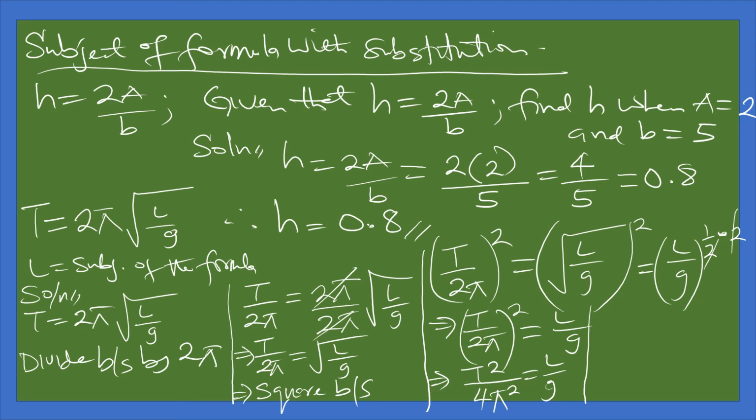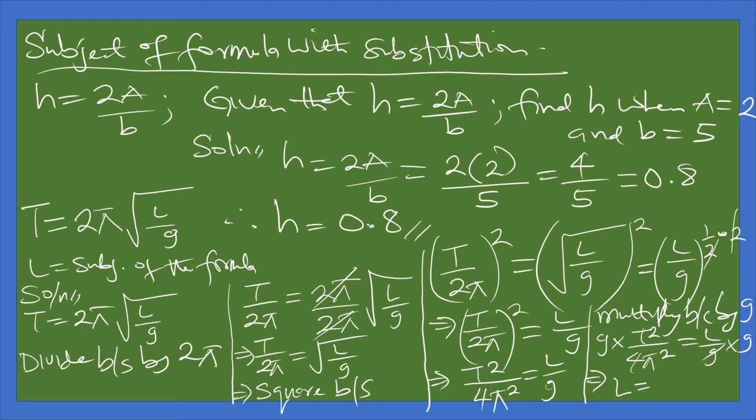We multiply both sides by G. What do we now have? You now have G times T squared over 4 pi squared equal to L over G times G. This G will cancel out, thereby making our L equal to G T squared over 4 pi squared.